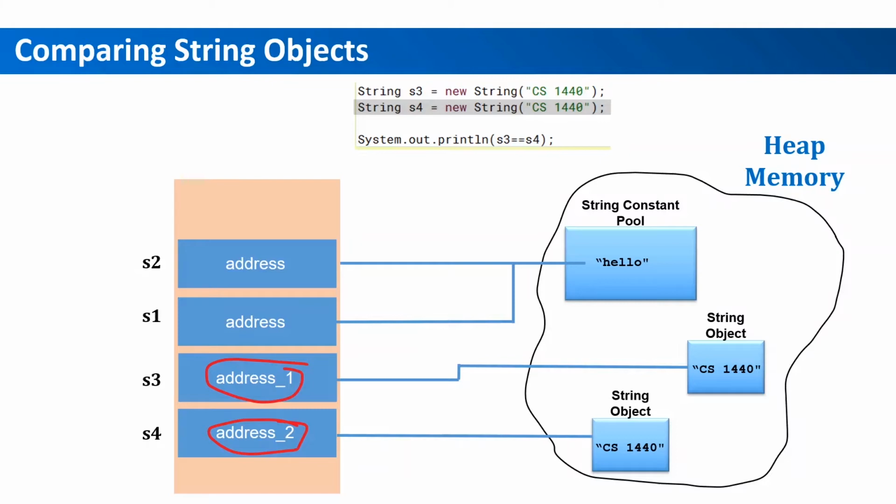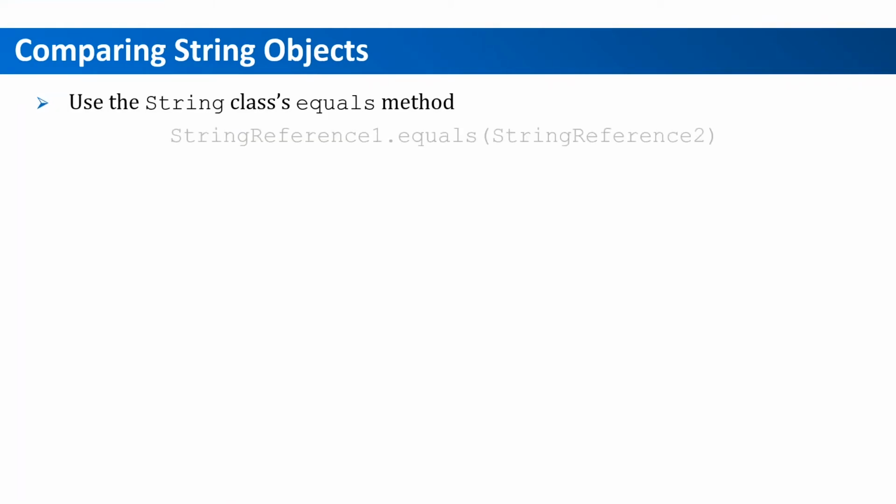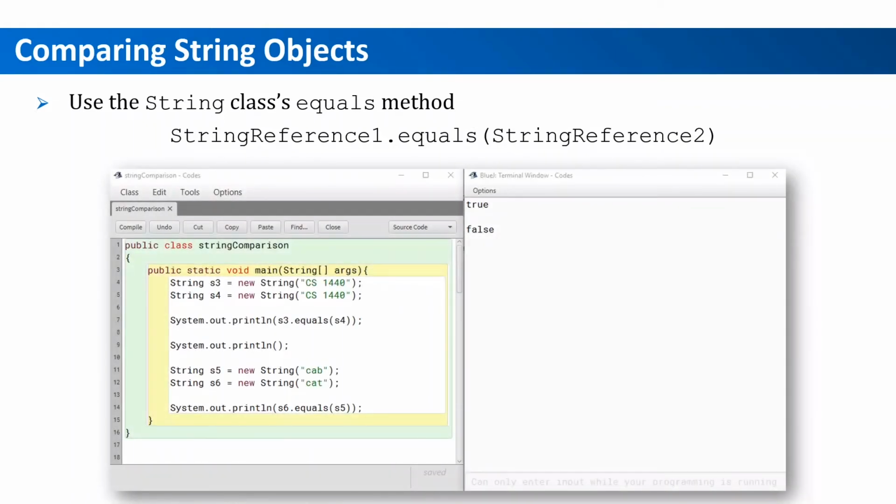Alright, then how do we compare the contents of the strings and not the memory addresses? Java provides two methods to do that. The first is called the equals method. The equals method is an instance method for any object in Java, including the string objects. When you call the equals method for a string object, you need to pass the other string object to be compared to. Let's try the previous example using the equals method.